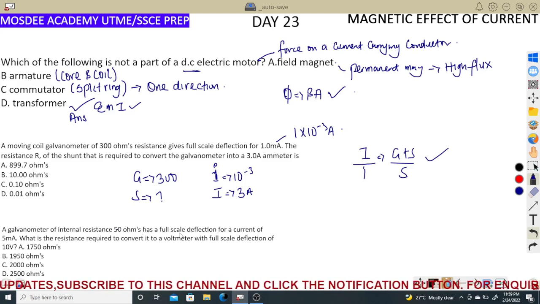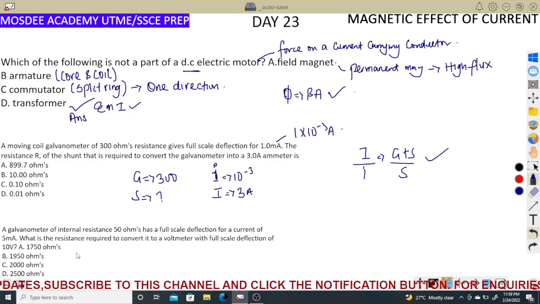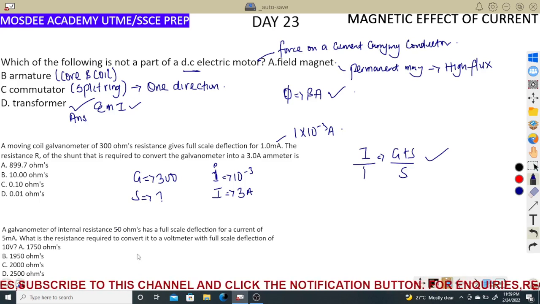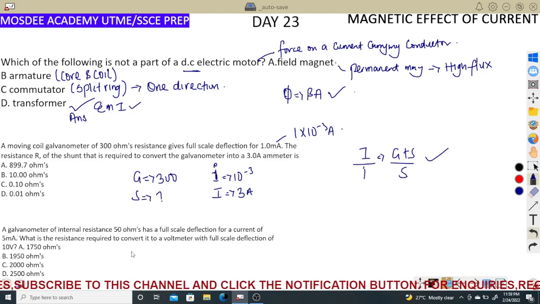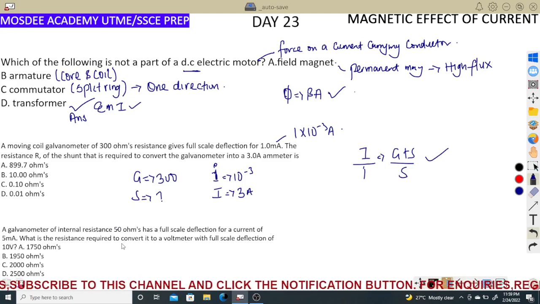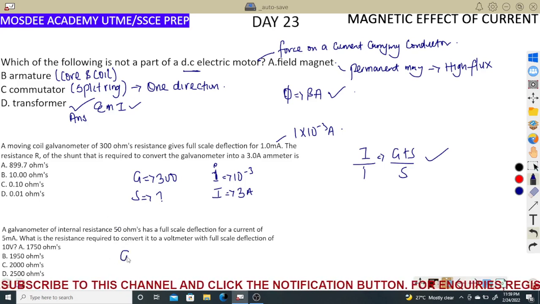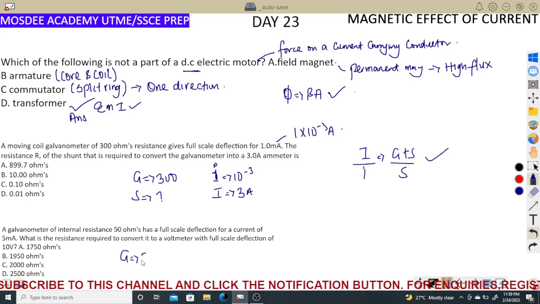It has a full scale deflection for a current of 5 milliampere. What is the resistance required to convert it to a voltmeter? So I think we have a voltmeter question, which we can do with the formula of the voltmeter. Let's take it as 50 with a full scale deflection of that. Let's bring out the parameters. The G, the galvanometer resistance, is 50 ohms.